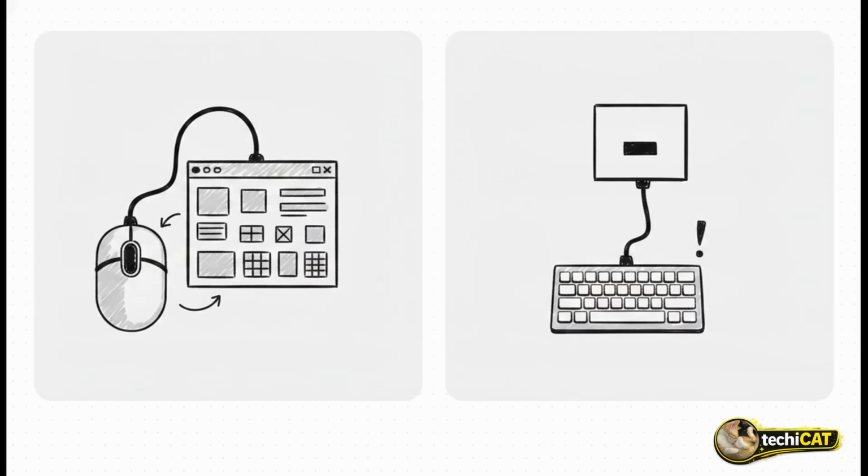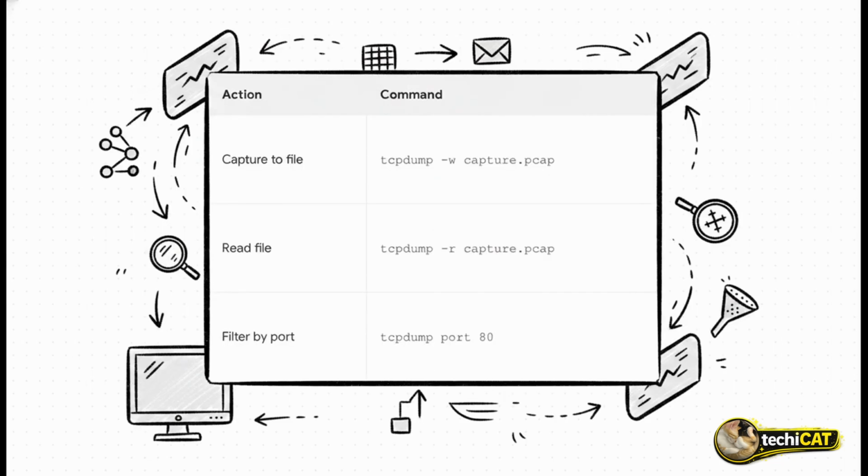Prefer the terminal? Well, tcpdump is your powerful, text-only alternative for capturing all this data. Build those terminal skills quickly. Use tcpdump to write packets to files or filter directly by port.